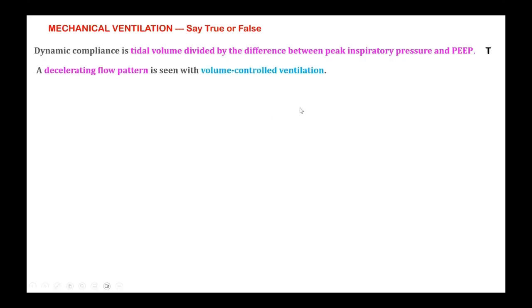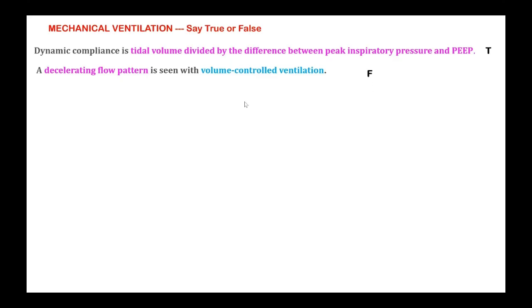A deceleration flow pattern is seen with volume control ventilation. True or false? True, sir. You see the graphics in the ventilator. Deceleration means it goes to the peak and then starts declining like that. That's called the deceleration flow. Do you have it in volume control? Yes, sir.